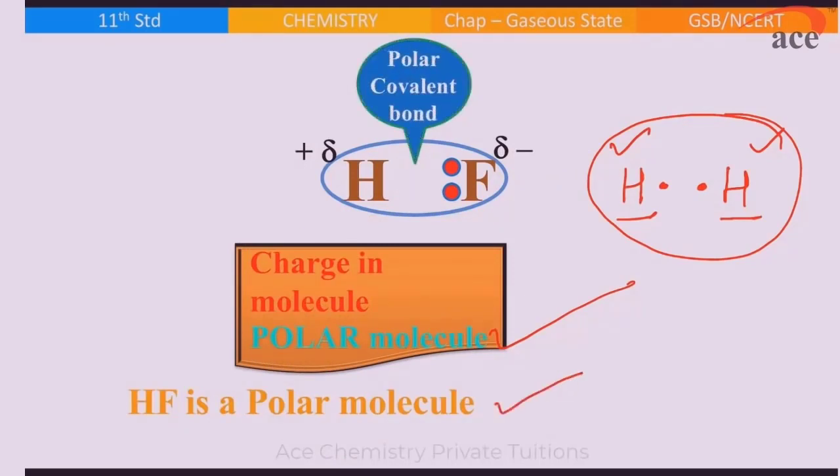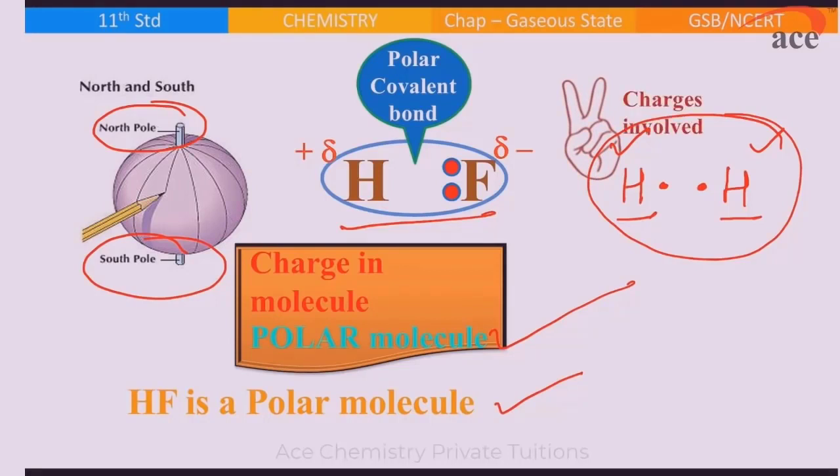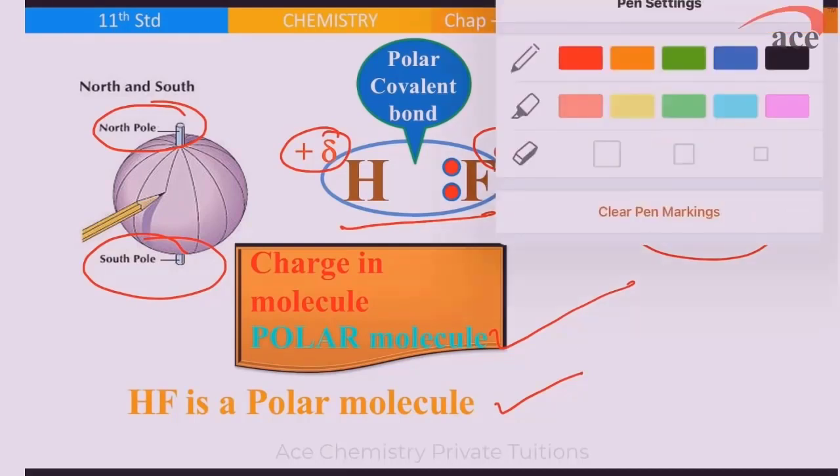So we say HF is polar and the bond between them is a polar covalent bond. Clear? Okay. The word polar, I told you, has come from the words North Pole and South Pole, indicating charges. Is that okay? So when there are two charges, two poles, we have a word: dipole.